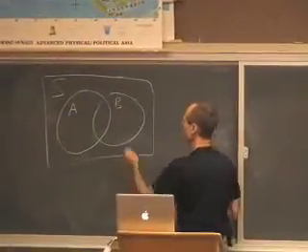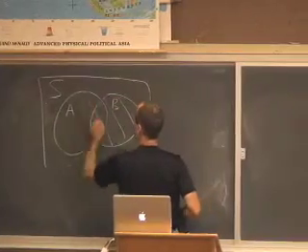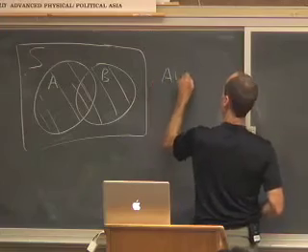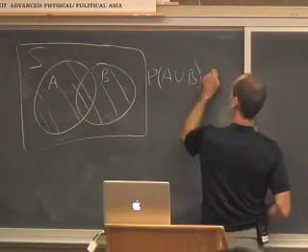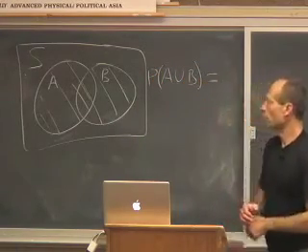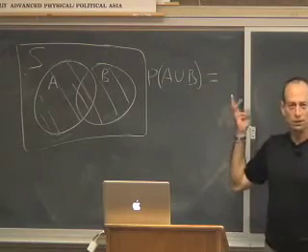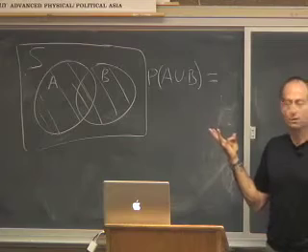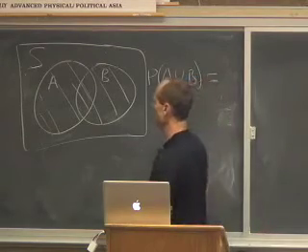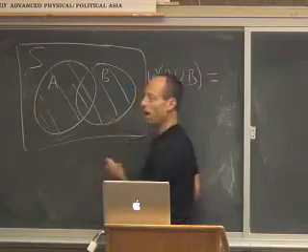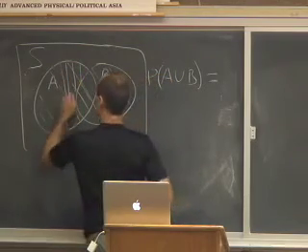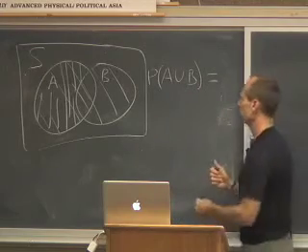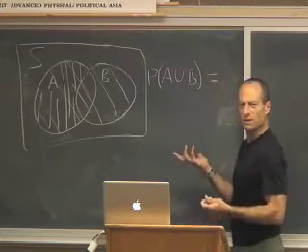Okay, so A union B is that, right? Okay, we're going to partition A union B into three subsets. One of the subsets is going to be the stuff that's in A but not in B. So how do I write that in symbols? What's stuff that's in A but not in B?